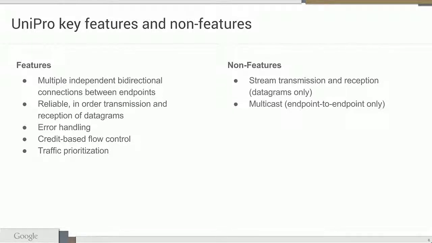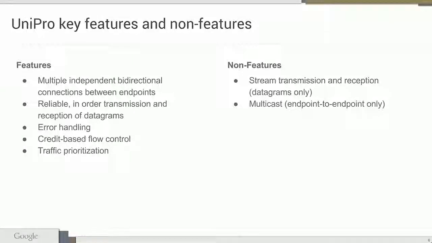We have 2 levels of traffic prioritization. And the reason why those exist is to allow us to have high-priority small messages preempt the middle of a larger, lower-priority message. Now, the non-features that I want to highlight here are no stream transmission. So it's datagrams only, and no multicast. You must establish a connection between 2 modules exactly. 3 modules cannot share a CPort, basically.